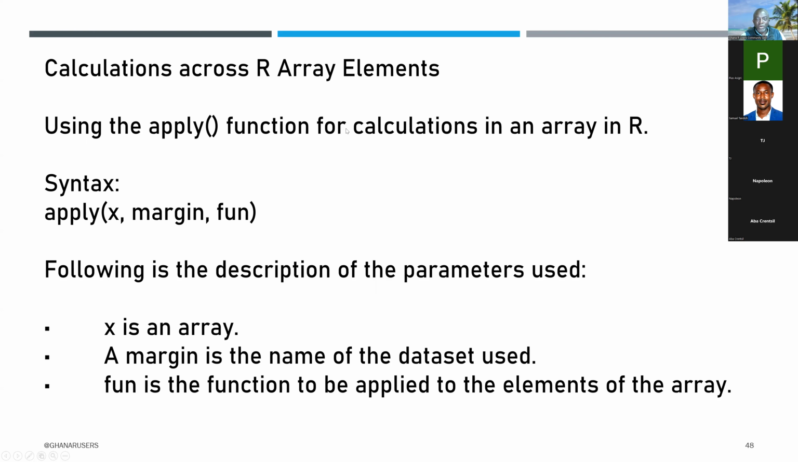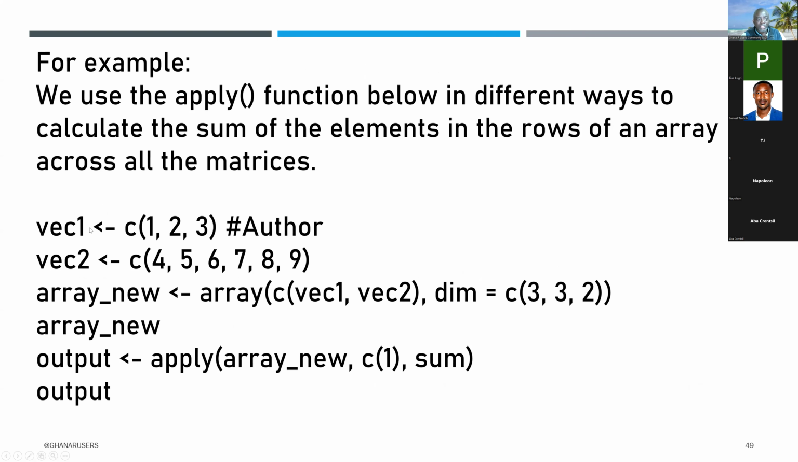Using the apply function for calculations in an array. So X is an array, then the margin. The margin is the name of the data set used, and then the function to be applied, whether mean, mode, median is a function. For example, we use apply below in different ways to calculate the sum of the elements in the rows of an array.